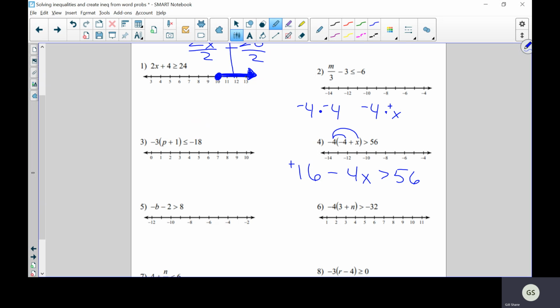I haven't really been checking graphs, so what's really the main thing you need to check on those graphs? Who thinks they know what the main thing you need to check is? The thing that kids forget all the time. Most of the time, kids shade in the correct direction. There's one thing that kids forget to check all the time. What is it? To make sure you have, is it an open or closed circle?